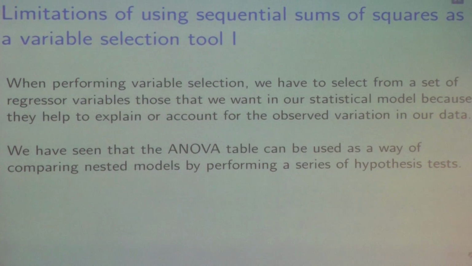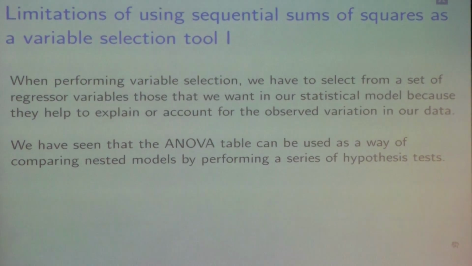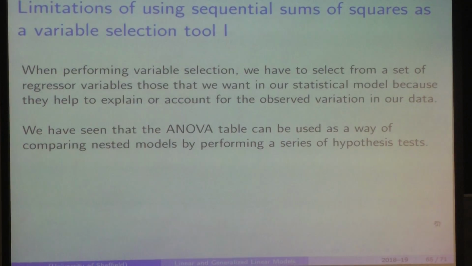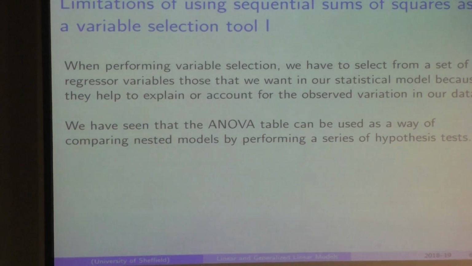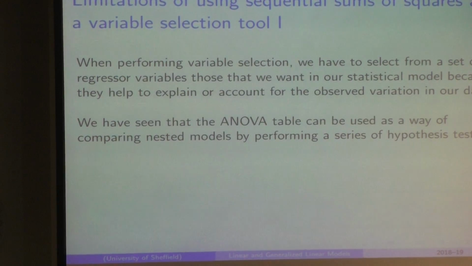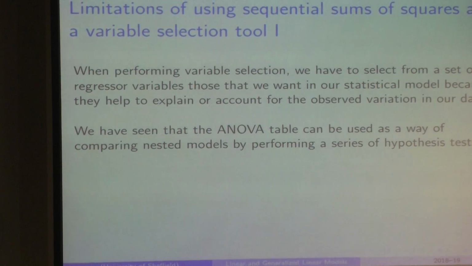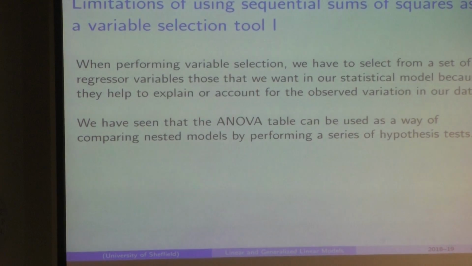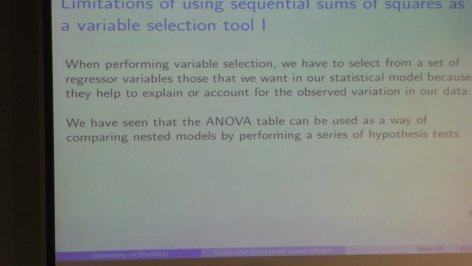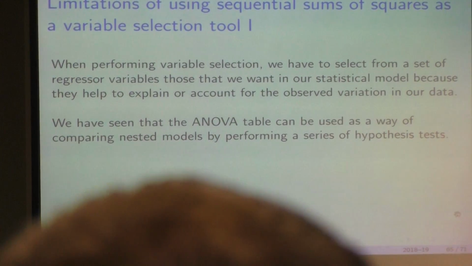So the tables that we get from analysis of variance give us these hypothesis tests which we can use to see whether there is evidence that we should reject the simpler model in favour of the more complicated model. The null hypothesis being that the simpler model is satisfactory.